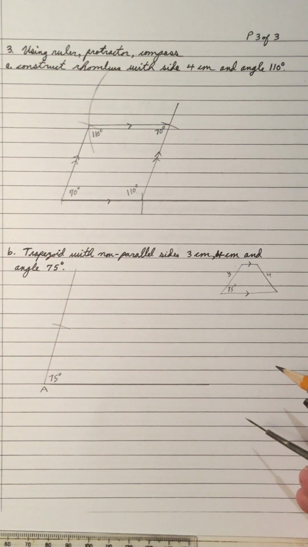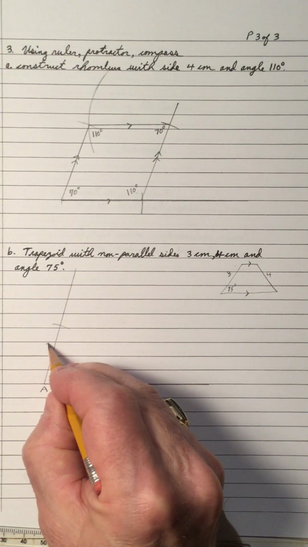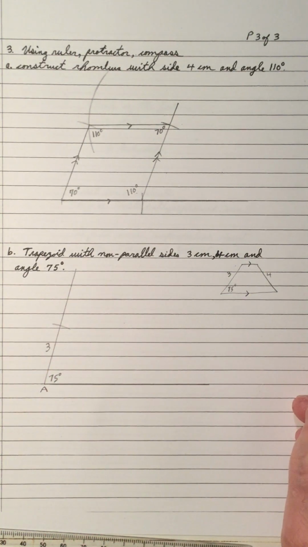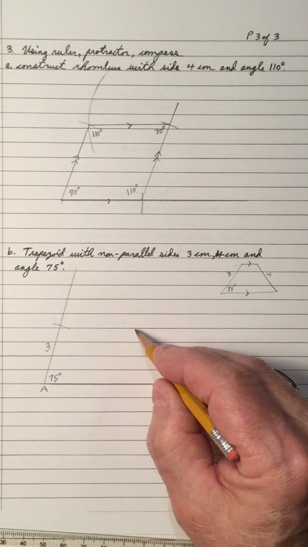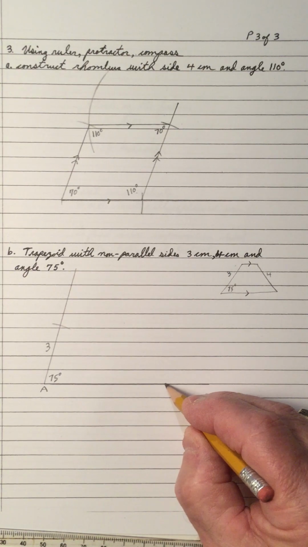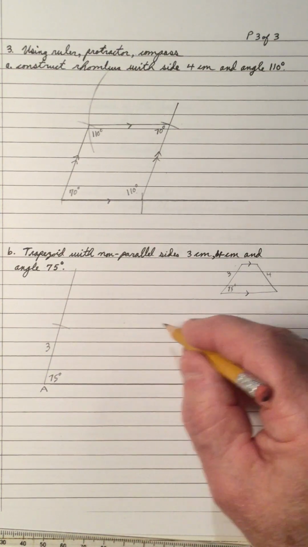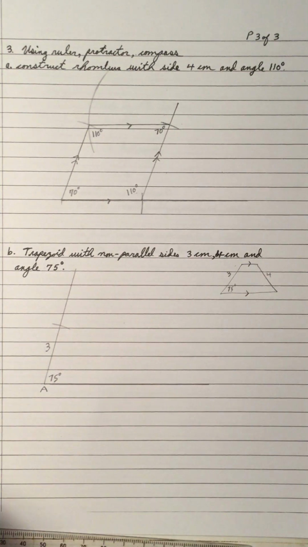There it is. So that's 3 centimeters. Now I need 4 centimeters. So I can mark up, but I gotta be careful. If I pick a point right here and do an arc with 4 centimeters, I don't know where on the arc I'm going to get my parallel line.